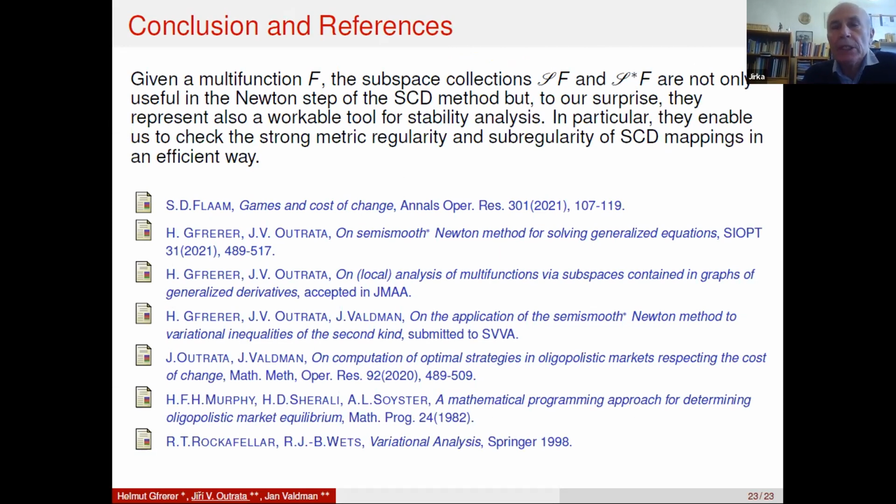And finally, let me mention that these collections S F and S star F are not only useful in the Newton step, but actually they can very well be used also for stability analysis of, for instance, generalized equations or general inclusions. So in particular, on the basis of them, we can construct workable criteria for strong metric regularity or strong metric subregularity of SCD mappings.